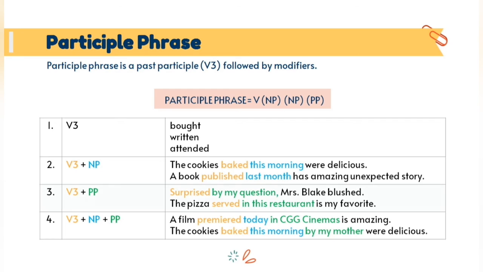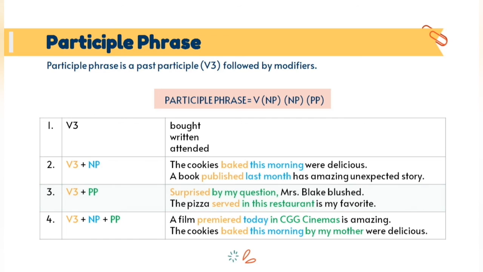The third, verb 3 followed by prepositional phrase. The example is: surprised by my question, Mrs. Blake blushed. Surprised by my question, this is a participle phrase, di mana surprised-nya ini merupakan past participle dan diikuti oleh by my question yang merupakan prepositional phrase. The next example is the pizza served in this restaurant is my favorite.